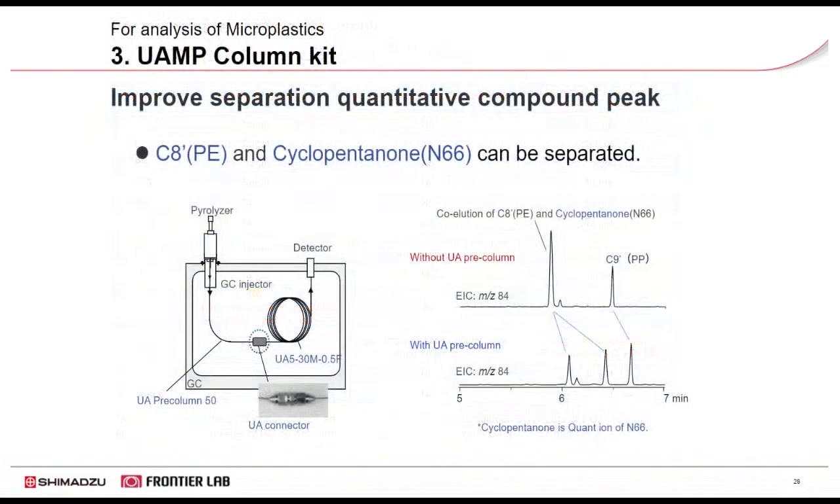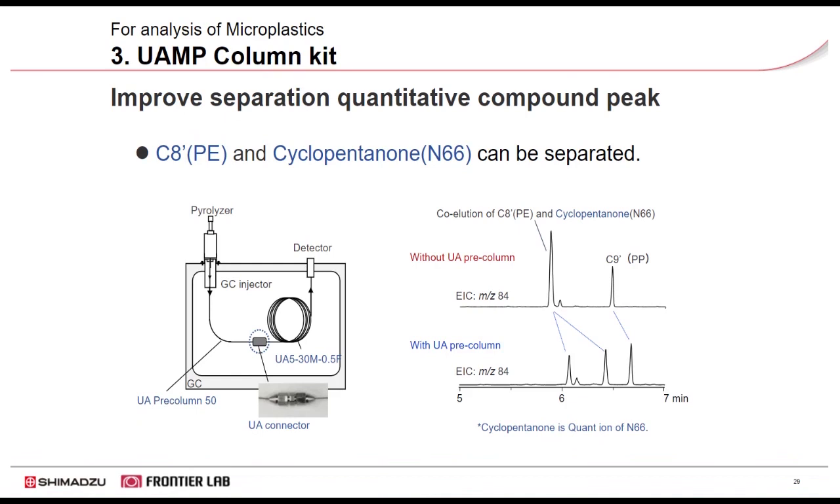The UAMP column kit consists of the separation column, a pre-column with a medium polarity, and a UA connector. This product improves the accuracy of qualitative and quantitative analysis of plastic mixtures using Upsurge MP software. Also, it reduces the contamination of the separation column, thus reducing the replacement frequency.